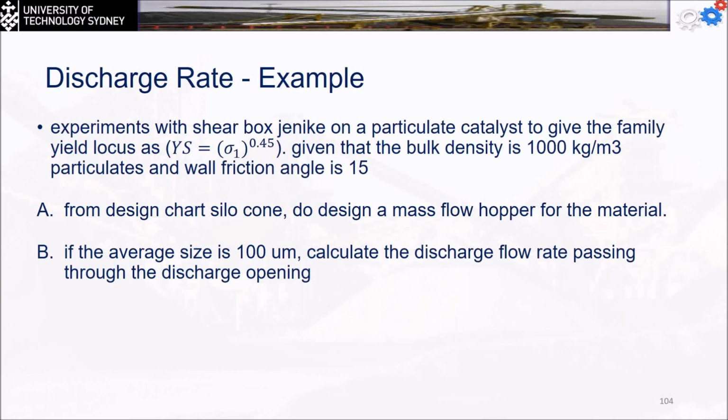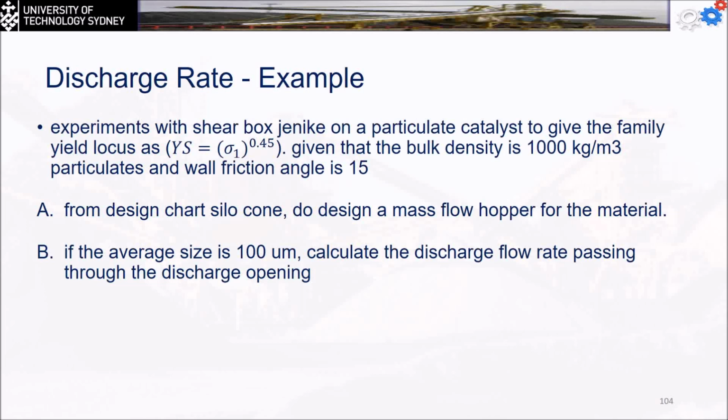So what's happening here is that we did the experiment with the Jenike shear box on the particle catalyst to give the family of yield loci with this slope. That's a relationship. Given that the bulk density is 1000 kilogram per cubic meter, and the particle-wall friction angle is 15 degrees. From a design chart, design a mass flow hopper for the material. And if the average size is 100 micrometers, calculate the discharge flow rate passing through the discharge opening. So for the second case, we have to use this equation.